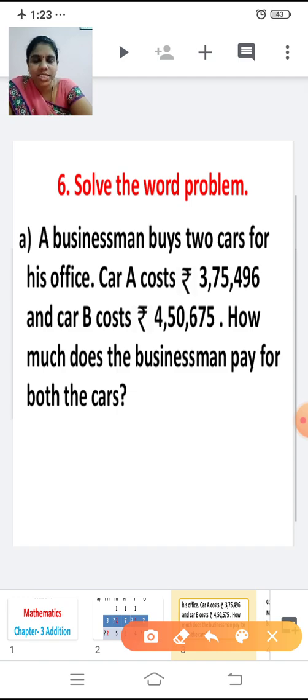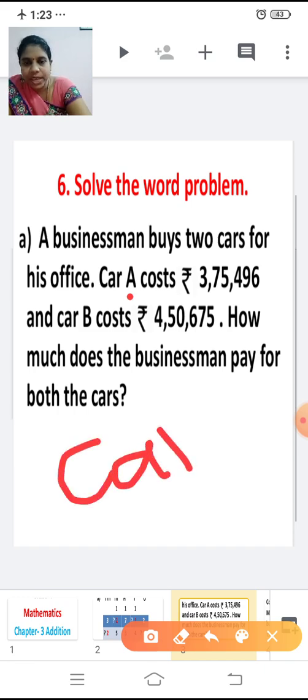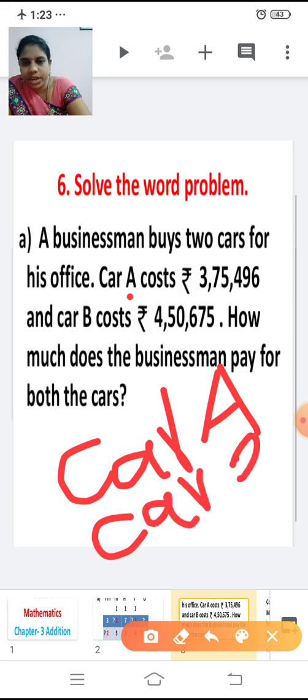A businessman buys 2 cars for his office. Car A cost rupees 3,75,496 and car B cost 4,50,675. How much does the businessman pay for both the cars? Now a businessman buys how many cars for his office? 2 cars. We will call them car A and car B. He has bought 2 cars, right?